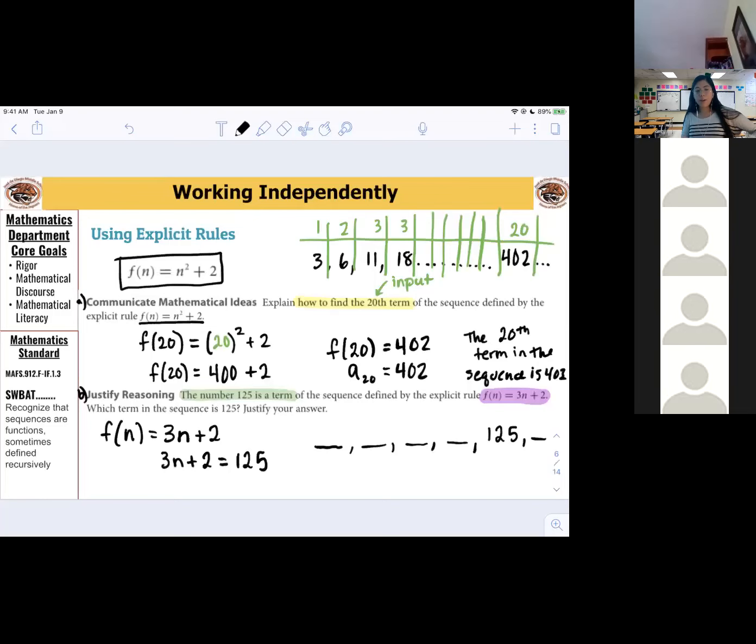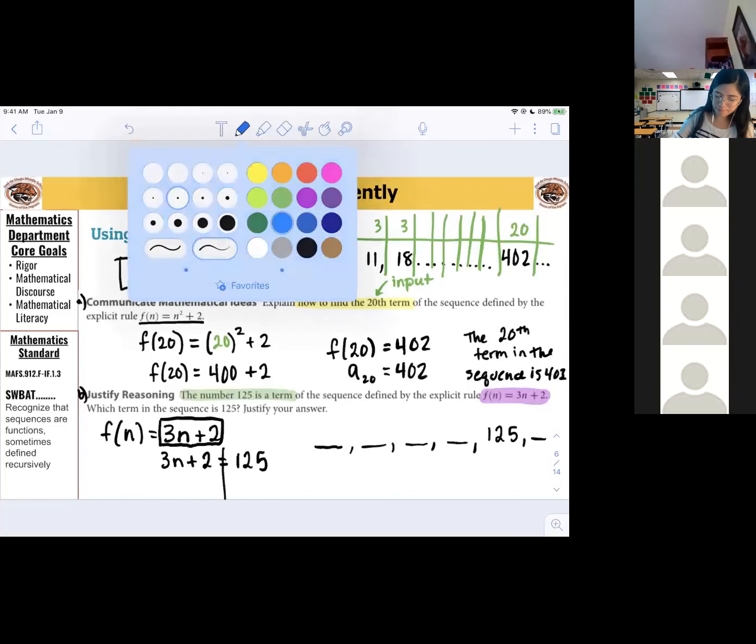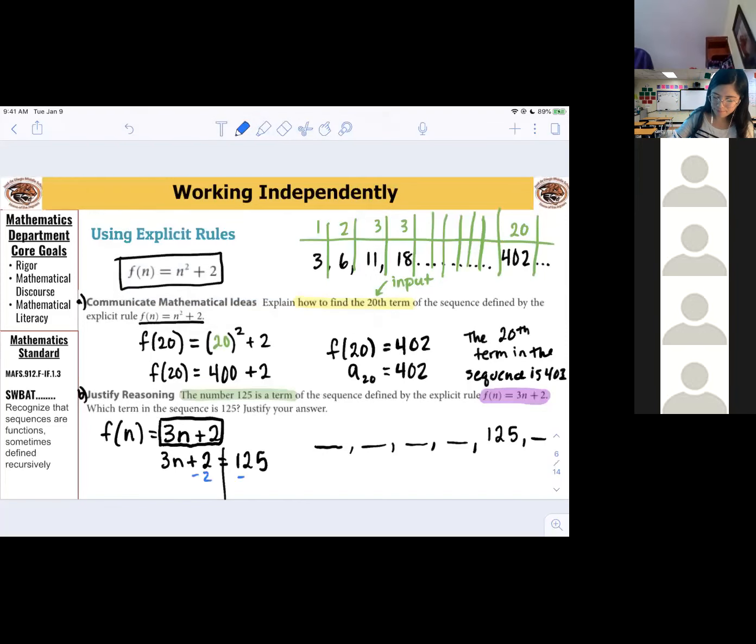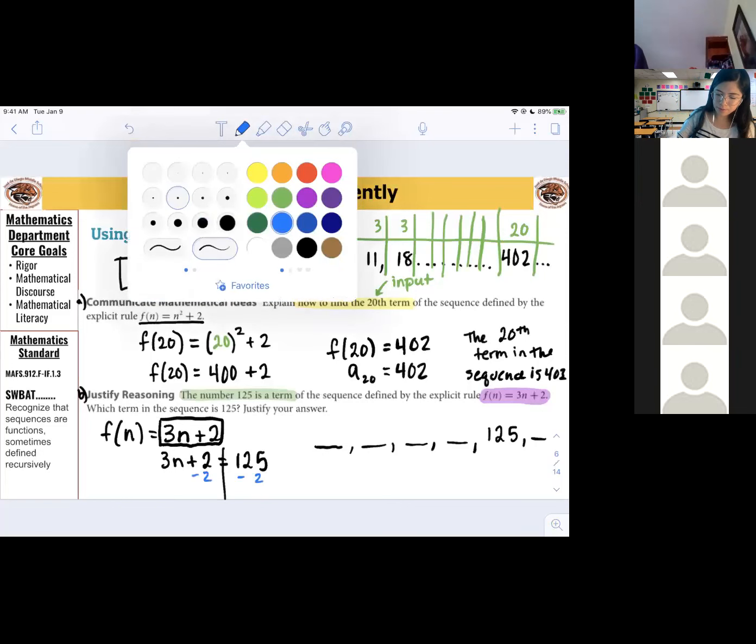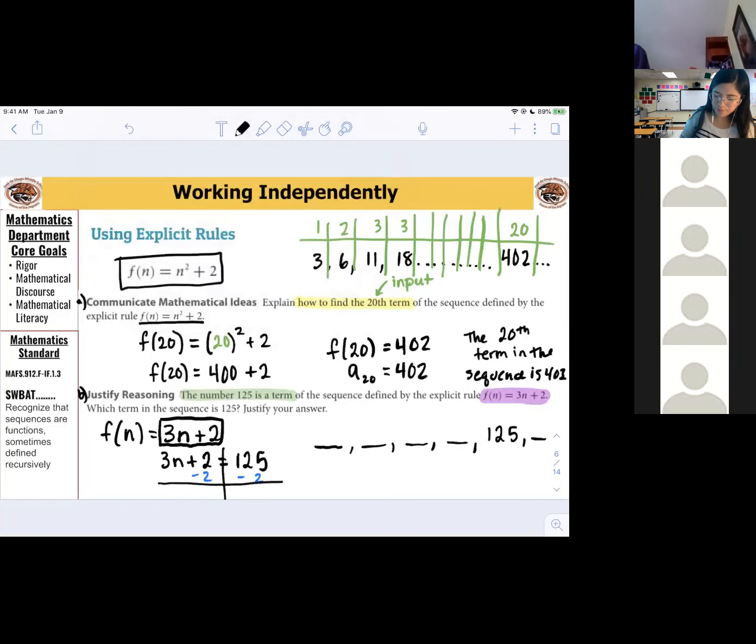We're also going to do one more thing before we divide. I'm making my whole function, my whole rule, this rule right here, equal to the number that I want. And the number I want is 125. So now I need to know what's the value of n. So what do I need to do to find the value of n? Subtract 2 on both sides. Minus 2, minus 2. What's 125 minus 2?